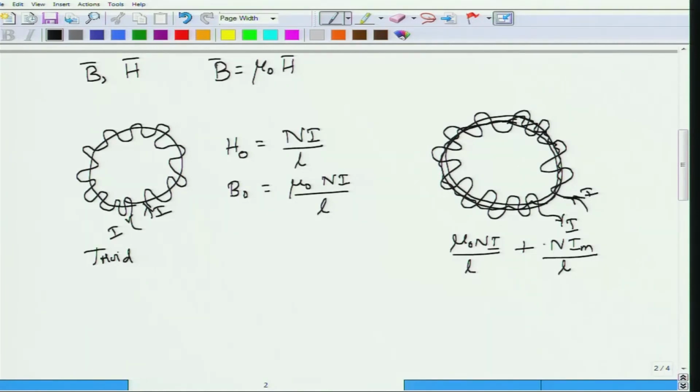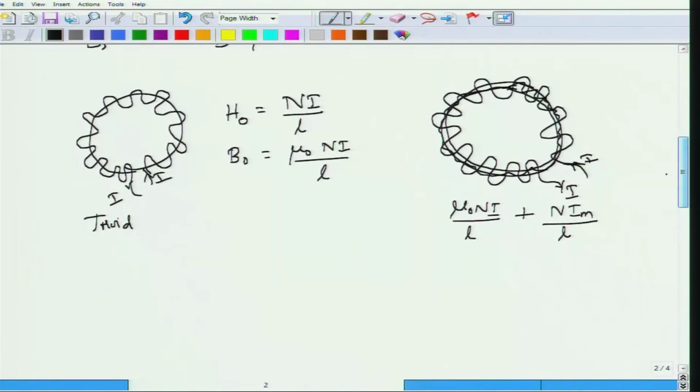Note that I have not put any mu here, we do not want to put a mu here. We just want to say that Im is the magnetic current, or the current produced because of the tiny current loops inside the magnetic material. If there are n turns and L is the length, then the total H field produced will be Nim by L. So, this should actually be equal to the field B, correct.